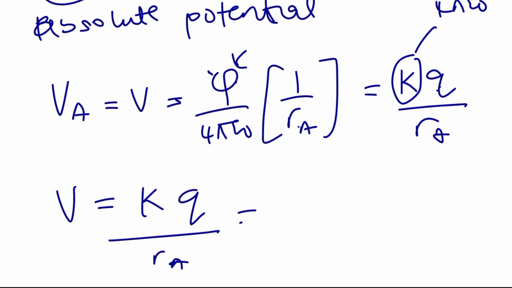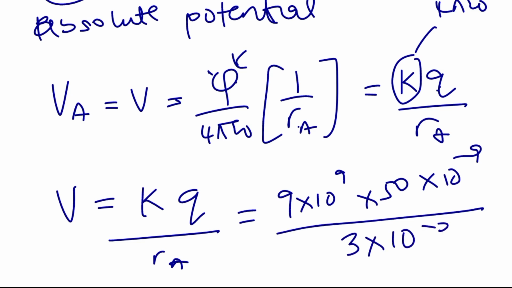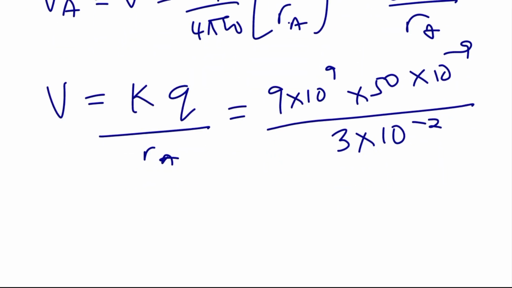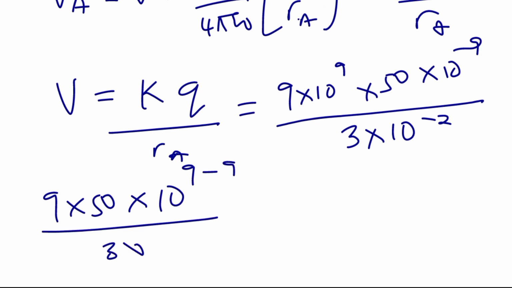So all we just need to do is substitute. K is a constant, and it has a value of 9 times 10 to the power of 9. Then Q is a positive charge, and it has a value of 50 times 10 to the power of negative 9 coulomb. Then RA has a value of 3 times 10 to the power of negative 2. So let's keep simplifying. Then we have 9 times 50 times 10 to the power of 9 minus 9 divided by 3 times 10 to the power of negative 2.